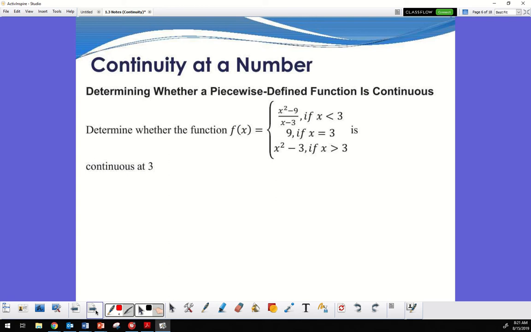So remember, we're talking about that roller coaster. Do I want a hole in that track? No, I want it to be continuous. So at that point right there, there's going to be no missing, no holes. So let's see what we get here.